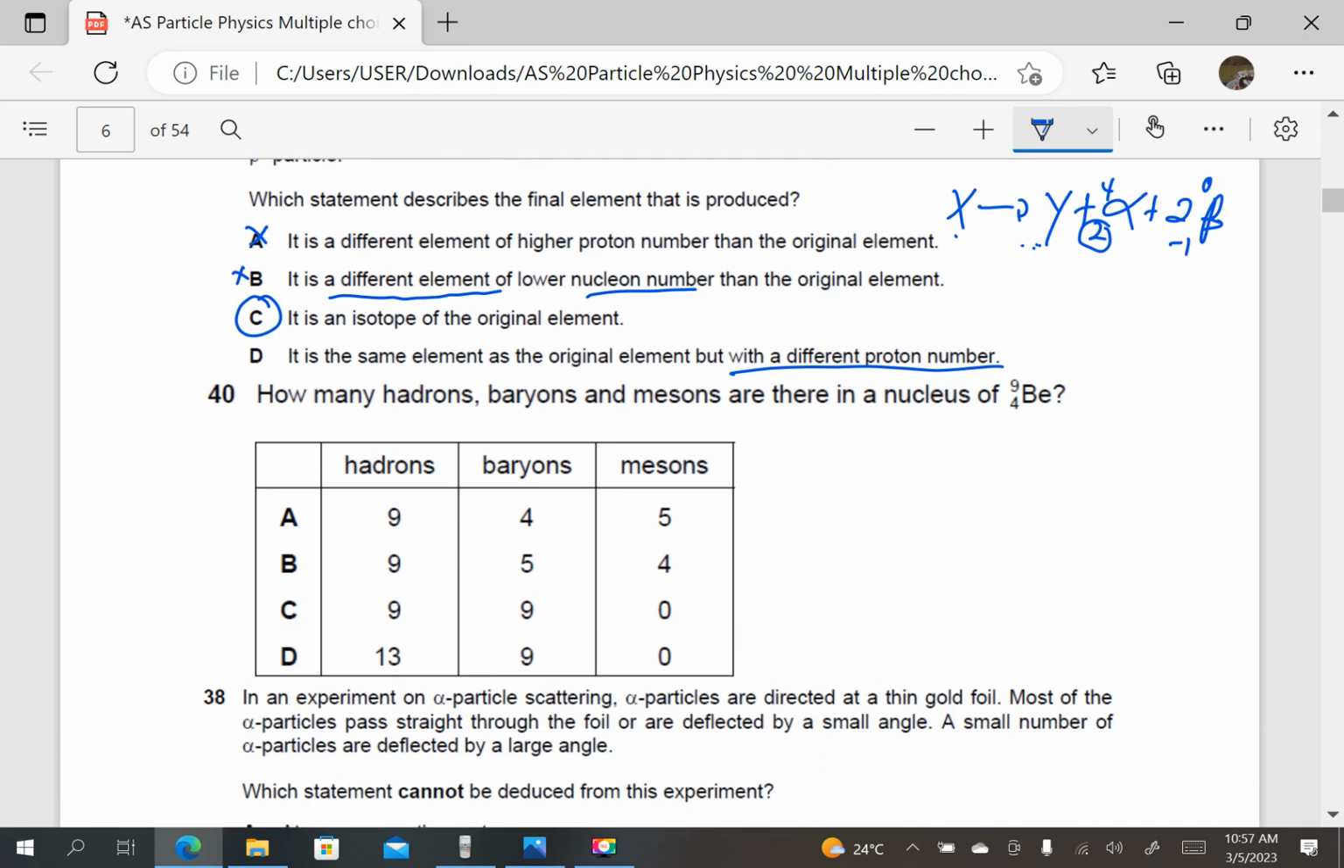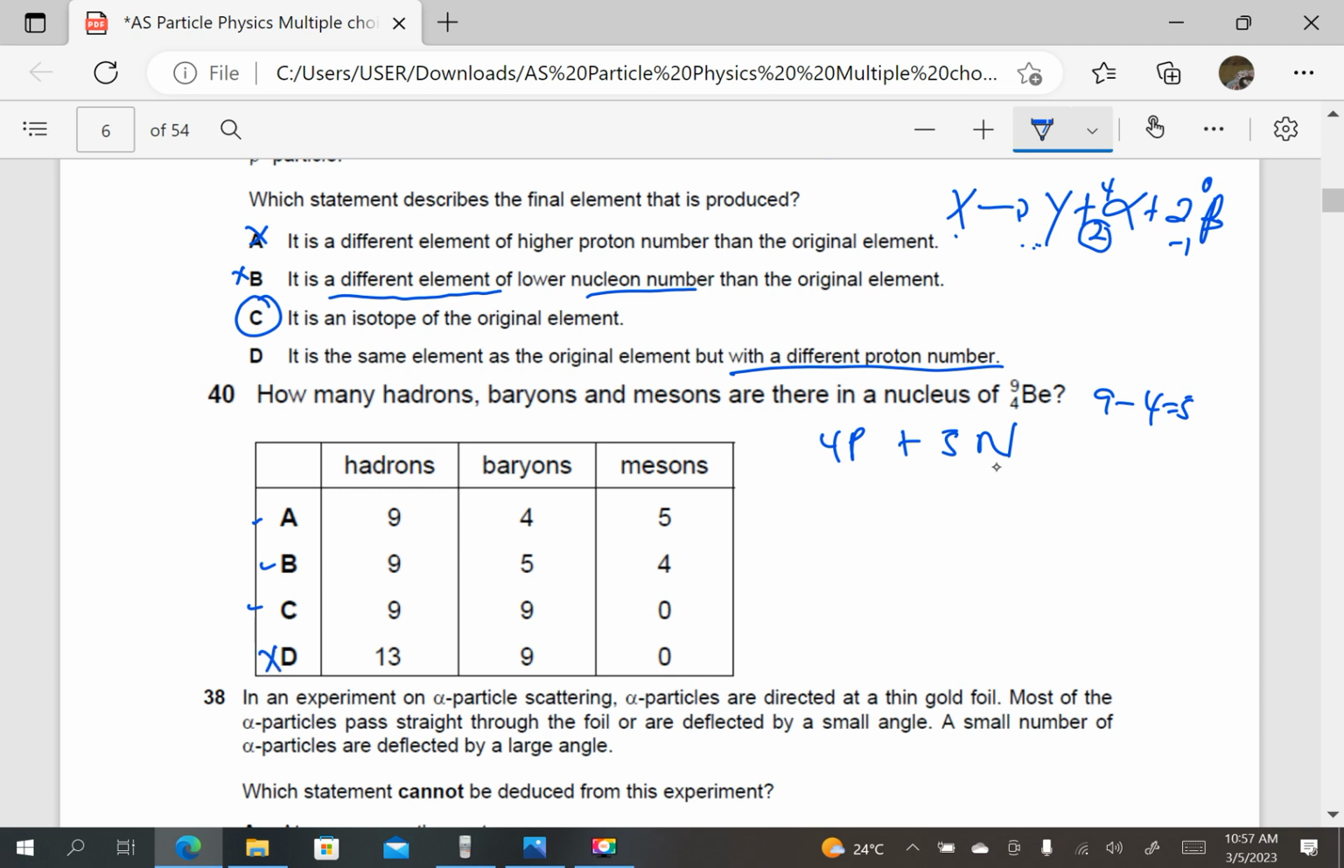How many hadrons, baryons, and mesons are there in a nucleus of Be 9,4? So there are 4 protons and 9 minus 4, those are 5 neutrons. So 4 protons, those are 4 baryons, and 5 neutrons, those are 5 baryons, and they are also hadrons. So hadrons are 9, because there are 4 protons and 5 neutrons. So A, B, and C are still intact.